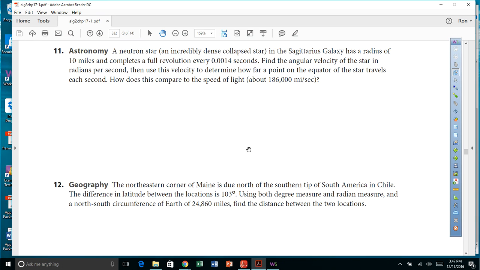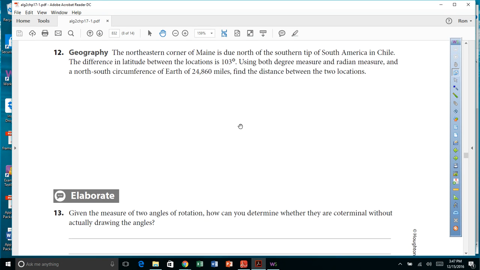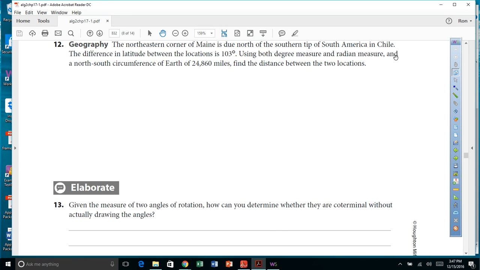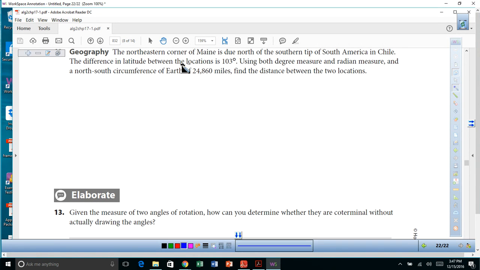Geography. The northeastern corner of Maine is due north of the southern tip of South America in Chile. The difference in latitude between the locations is 103 degrees. Using both degree measure and radian measure, and a north-south circumference of the Earth of 24,860 miles, find the distance between the two locations.